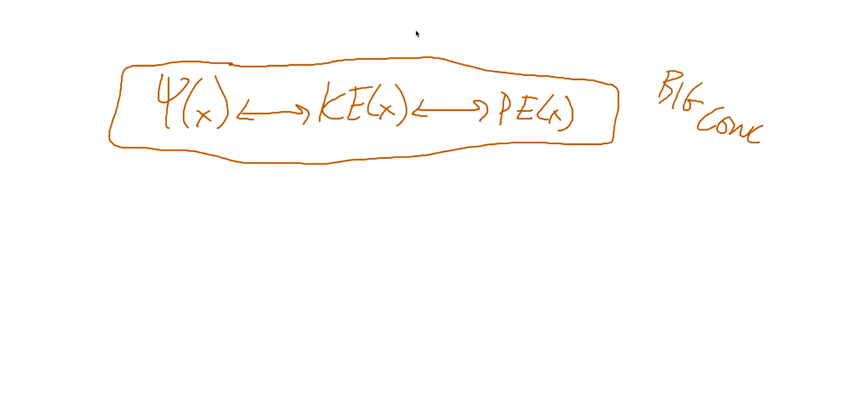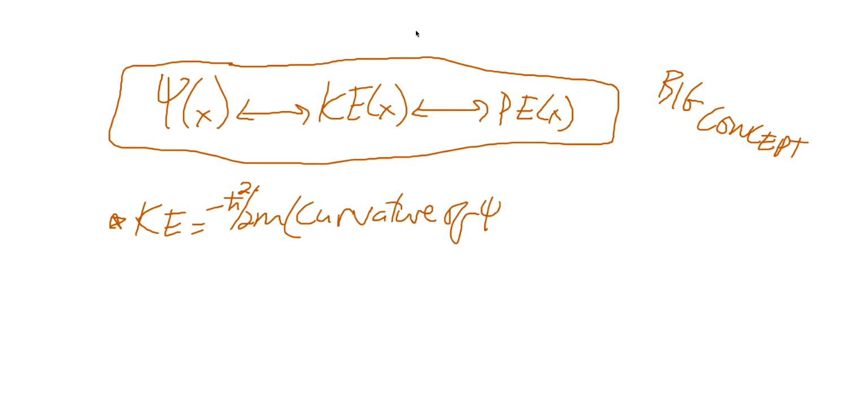Now we're going to utilize important things such as kinetic energy is this. It's the curvature of psi times these constants. Careful, there's a negative sign in front, divided by psi itself. Don't forget that it's divided by psi itself, but conceptually you can think of it as the curvature. That's in a previous video, and we're going to apply that today.